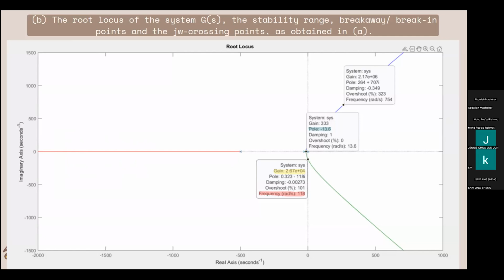What is the frequency value when the system is marginally stable? The oscillation frequency value, when it is marginally stable?